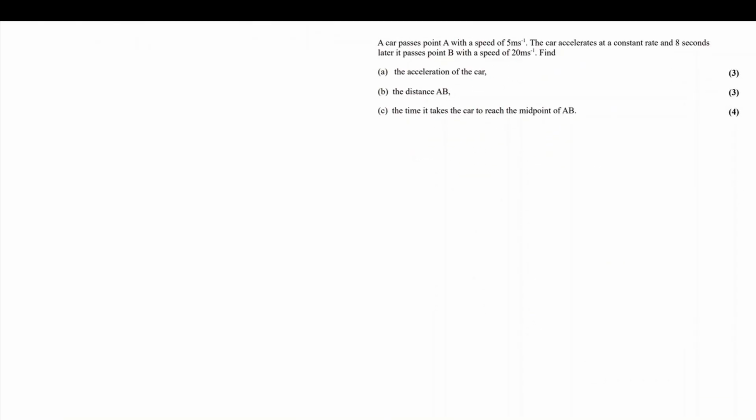In this question, we're told that a car passes point A with a speed of 5 meters per second. The car accelerates at a constant rate, and 8 seconds later, it passes point B with a speed of 20 meters per second. We're asked first to find the acceleration of the car.